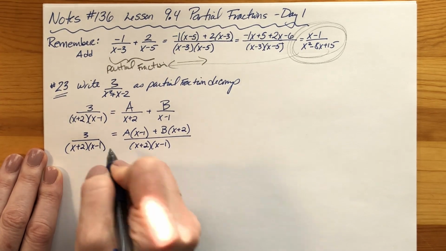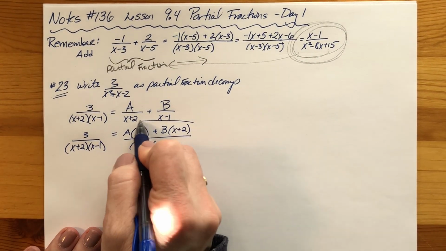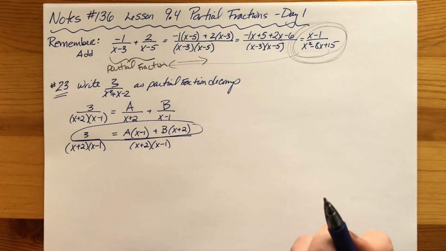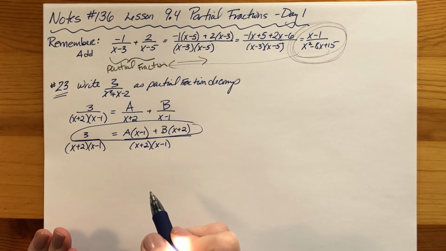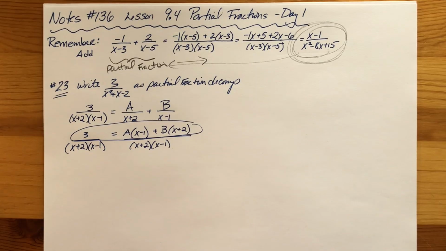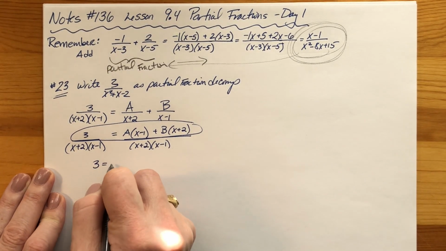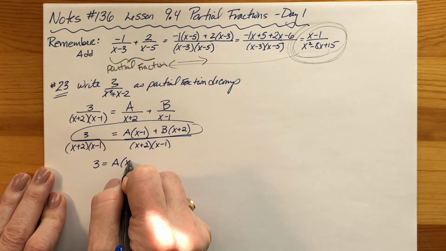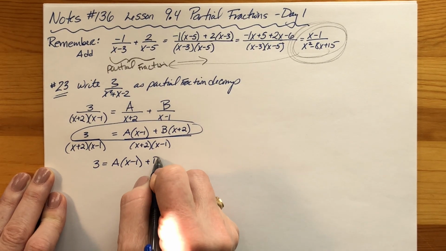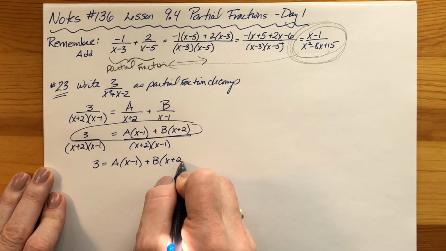So wouldn't I just really be interested in the numerator? I don't really care what the denominators are going to be because they're going to kind of cancel themselves out. So I'm going to work with 3 is equal to a times x minus 1 plus b times x plus 2.